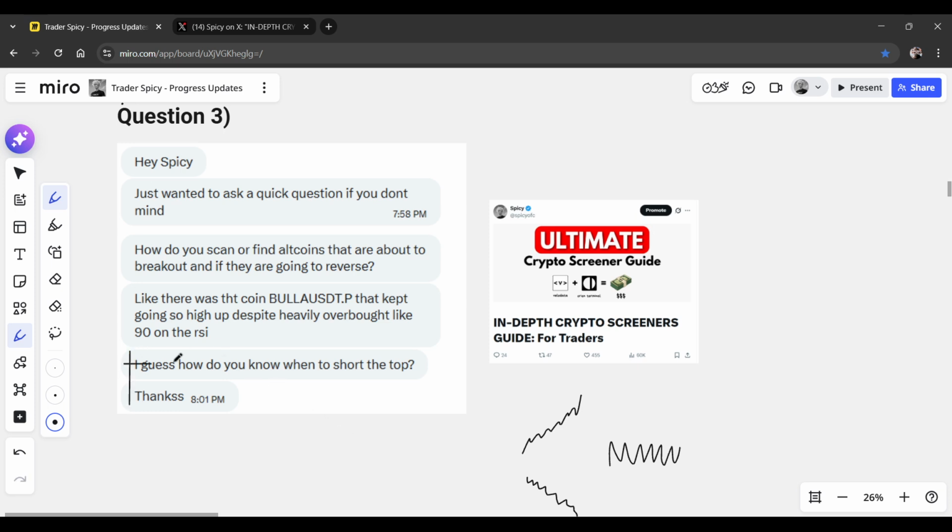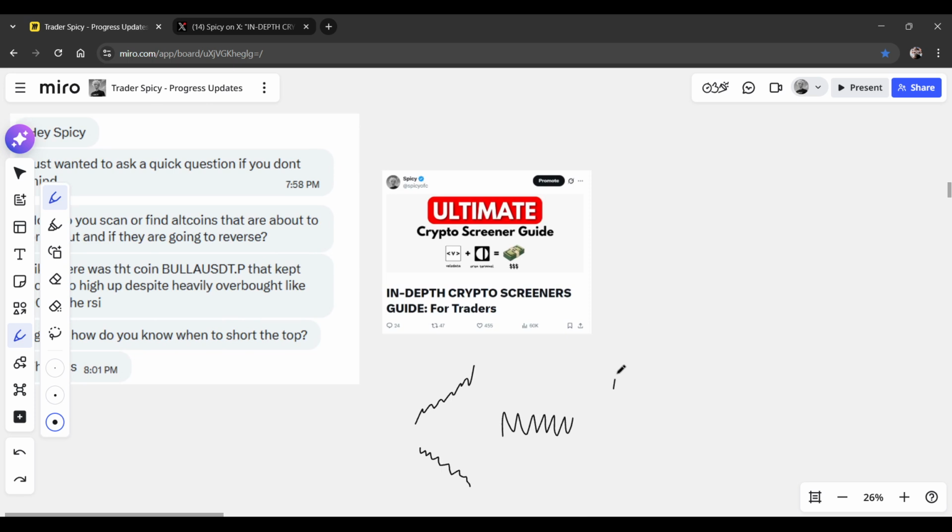Now, the second part of the question is, how do you know when to short the top? So, quick answer, I don't. I never successfully short the top because I just don't do it. When something is trending like crazy, there's really 2 or 3 different approaches that you could take. The first one is, I think that whatever was happening is just going to continue to happen, right?